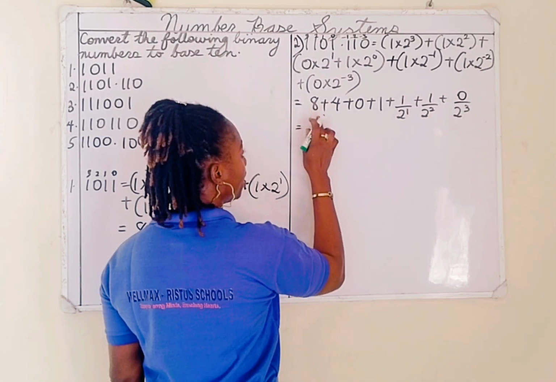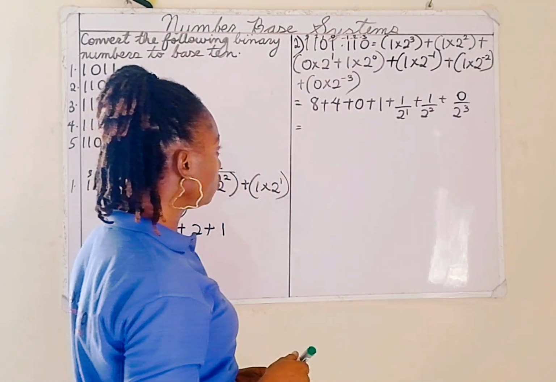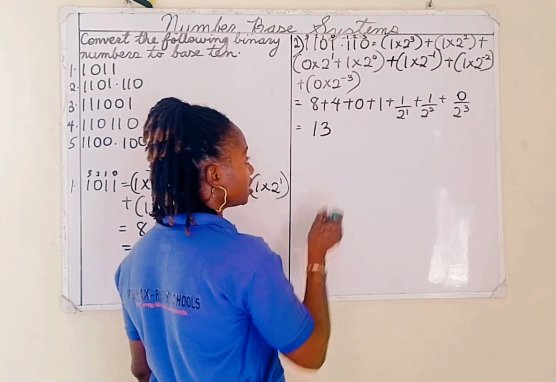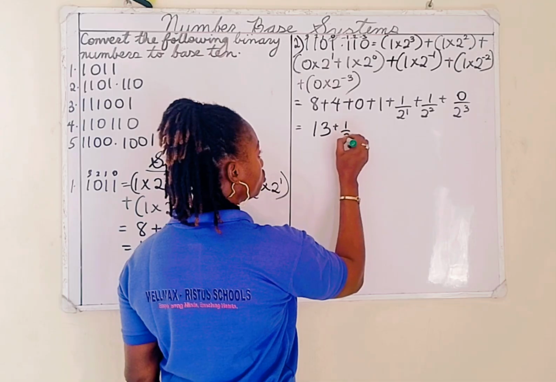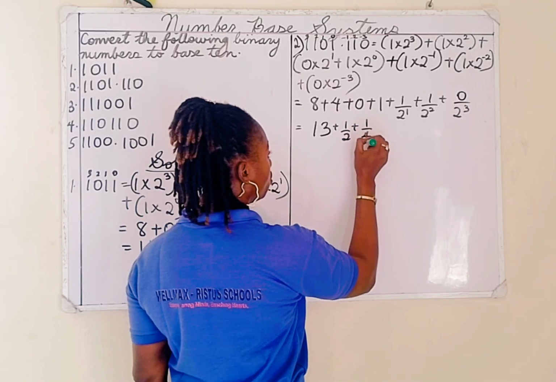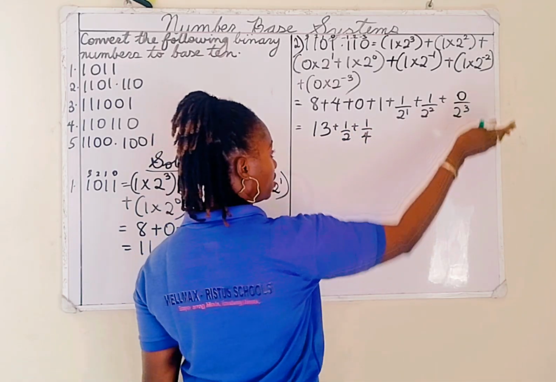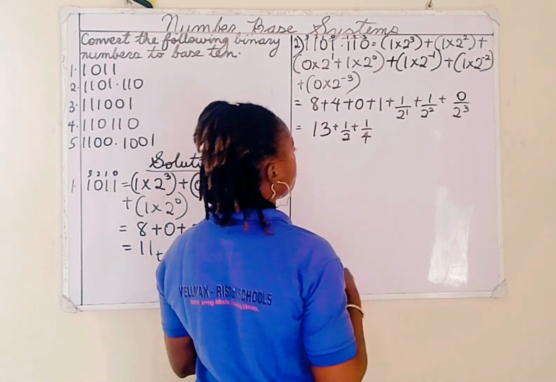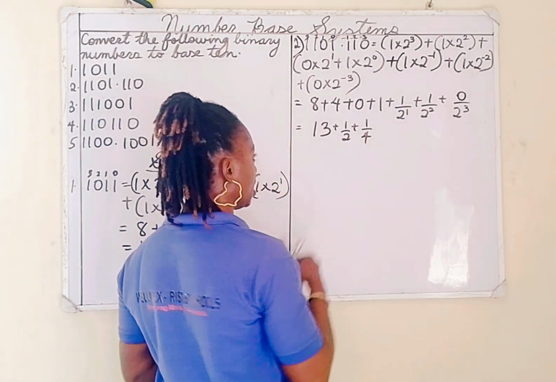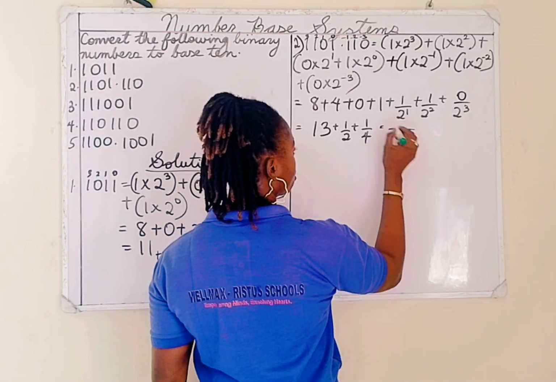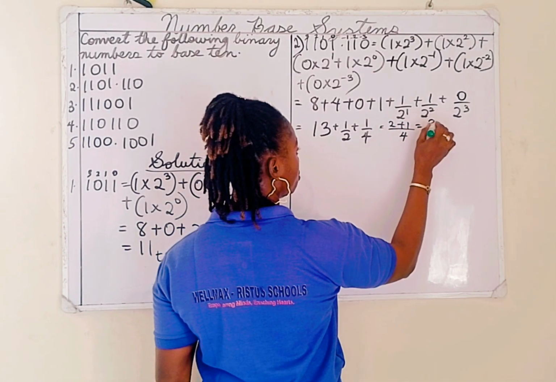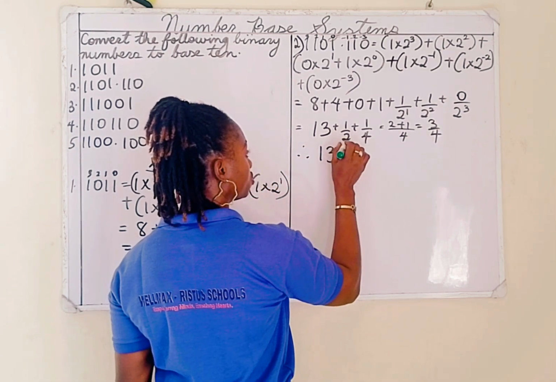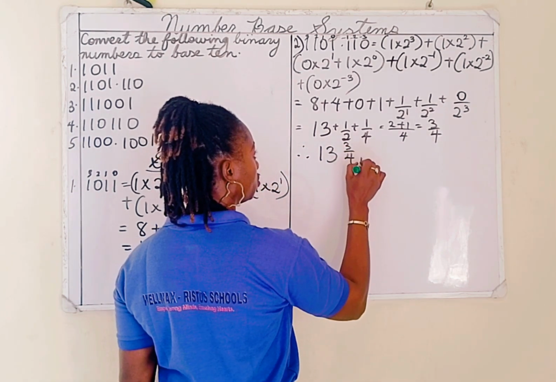Now from here we have 8 plus 4 is 12, and 12 plus 1 is 13. We have 13 plus 1 over 2 plus 1 over 4, right? 0 divided by this is 0. So what do we do next? We're going to add this fraction together, and this gives us what? 2 plus 1, which equals 3 over 4. And therefore our answer is 13 wholes 3/4 in what?